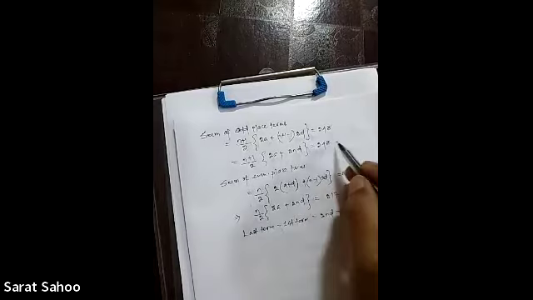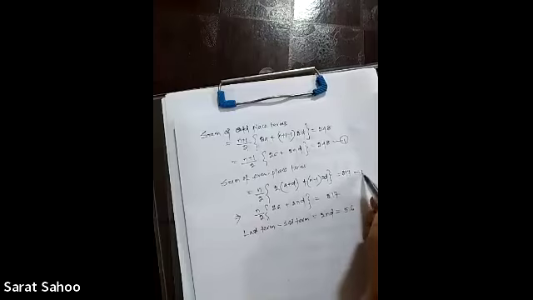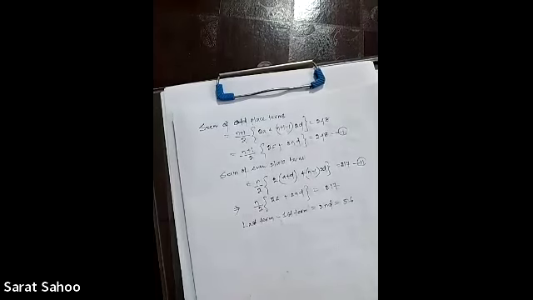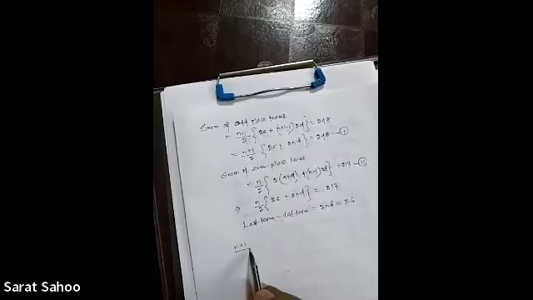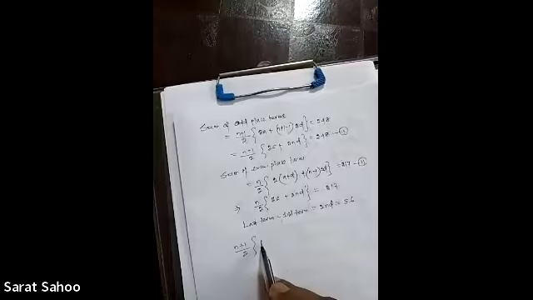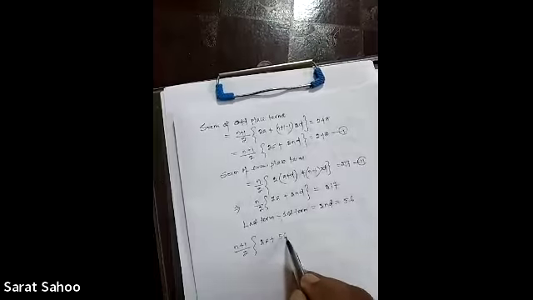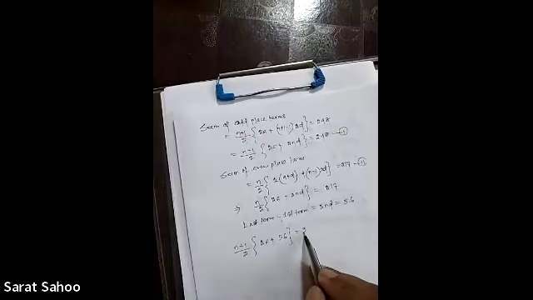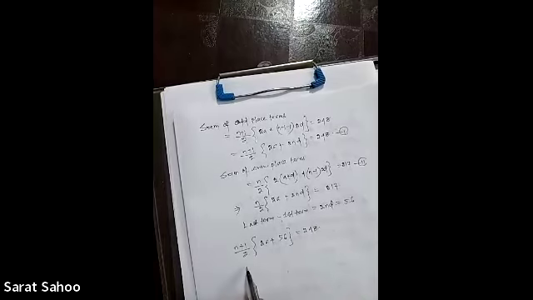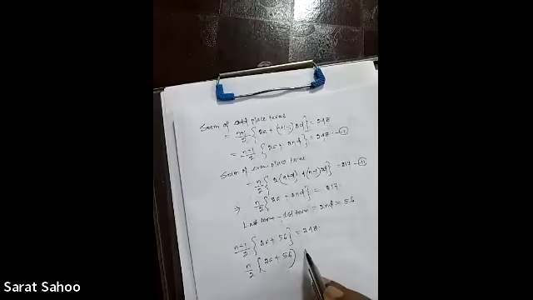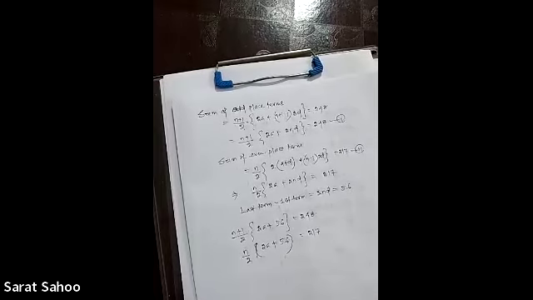This is equation 1. This is equation 2. Now substitute the value of 2nd in equation 1 as well as in equation 2. So (n plus 1) by 2 into (2a plus 56) is equal to 248, and n by 2 into (2a plus 56) is equal to 217. Clear?